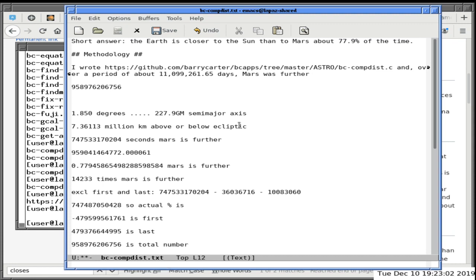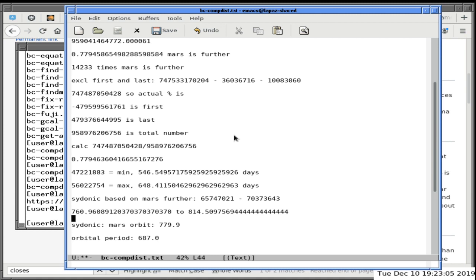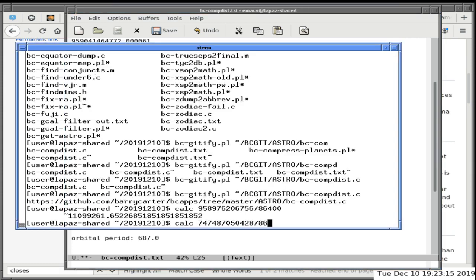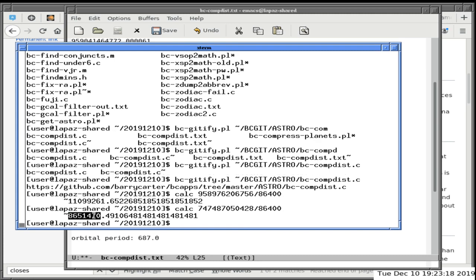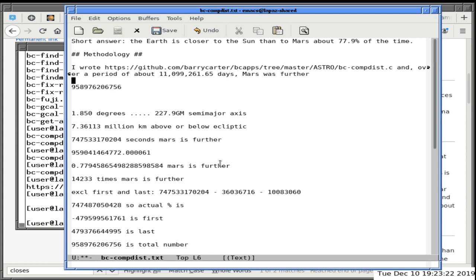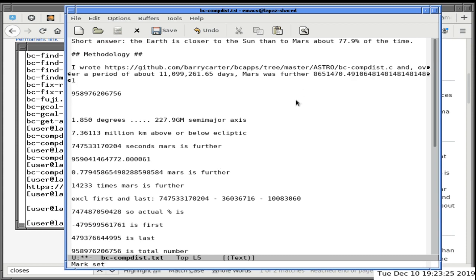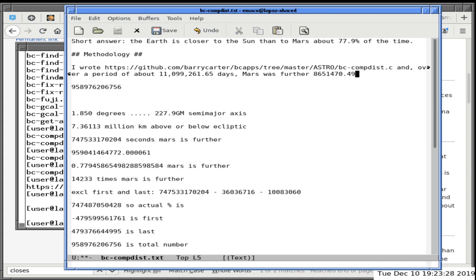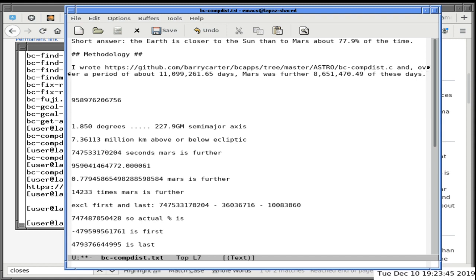And so, what was the final number we're going to divide by is this number right here. $8 million of these days. I'm tempted now to say seconds, but let's leave it like this. Okay. Well, that's really how I did it.